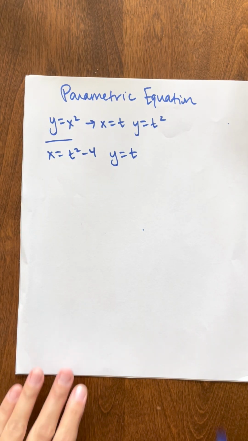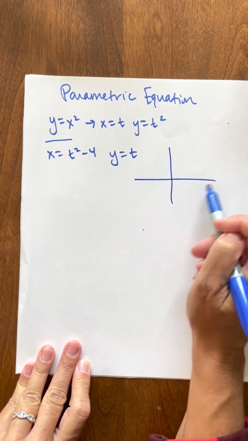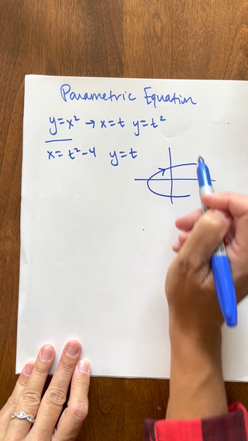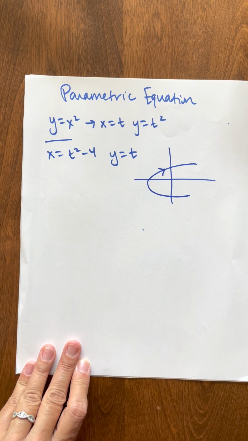So my function looks like this. And it has orientation, so instead of putting arrows on both ends like we did when we were working with functions, we're now just going to put one arrow along the curve.